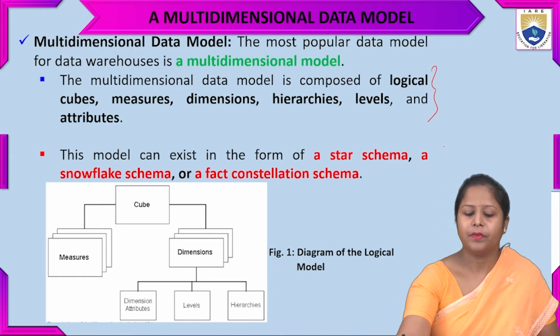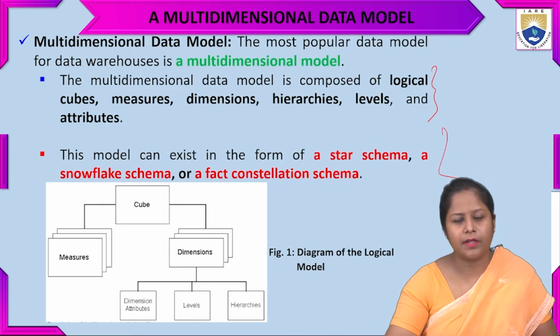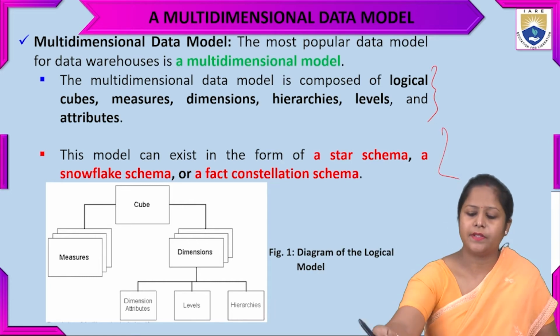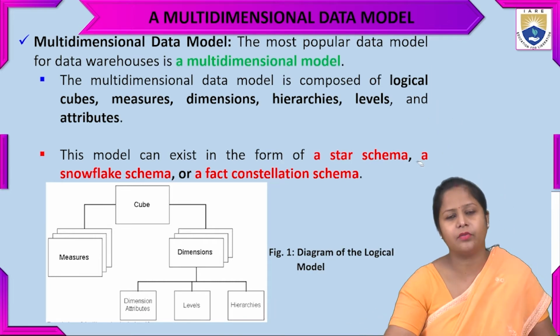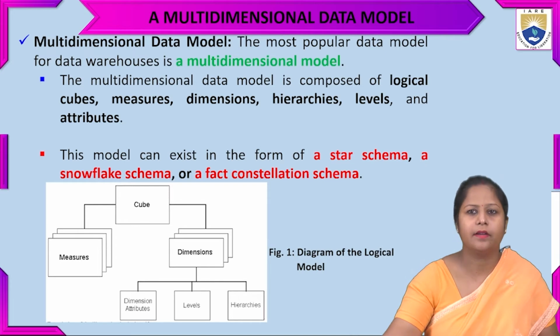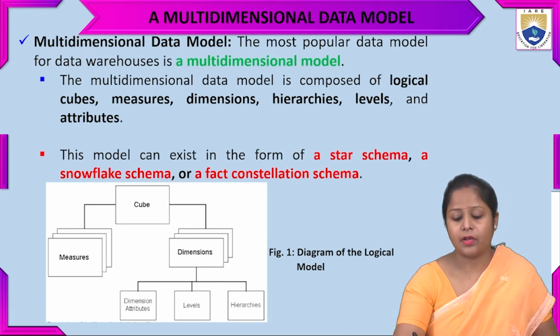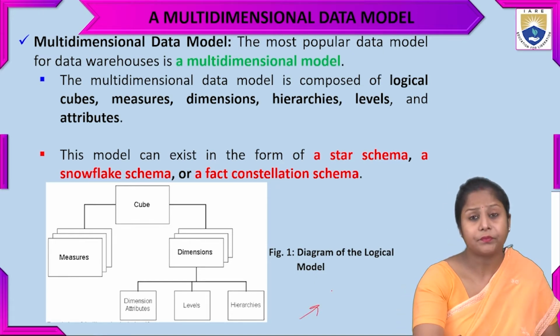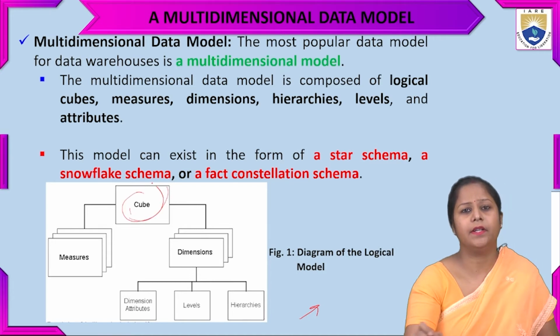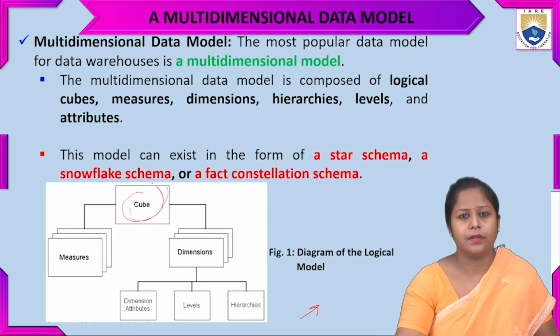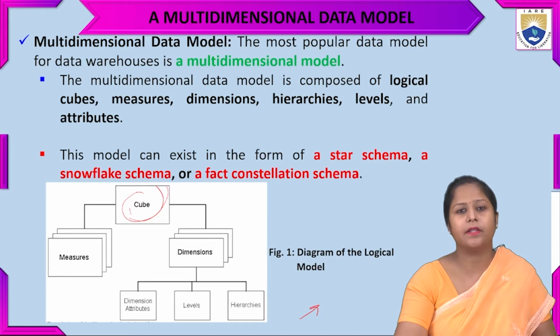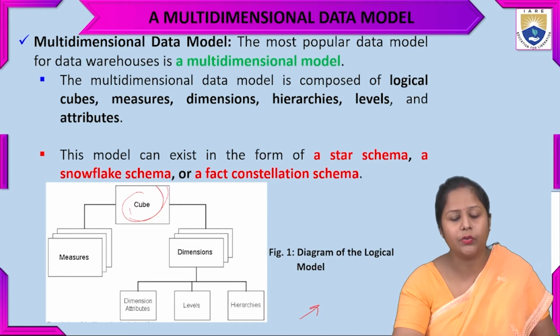This model can exist in the form of star schema as well as in the form of snowflake or fact constellation schema. That is a logical model of the same diagram. Here we can see the data cube, right? The data will be stored in the form of multiple dimensions, which is nothing but a data cube.